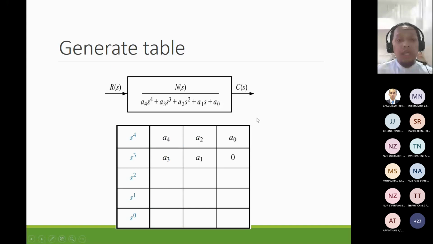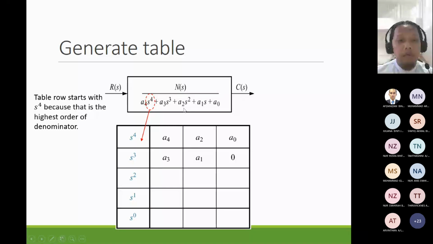Firstly, we need to generate the table. To generate the table, you need to look at the highest power of S in the denominator. Here the highest power is S to the power of 4. So you start your table with S to the power of 4, followed by S to the power of 3, S squared, S to the power of 1, and S to the power of 0. So always look at the denominator and find the highest power of S.